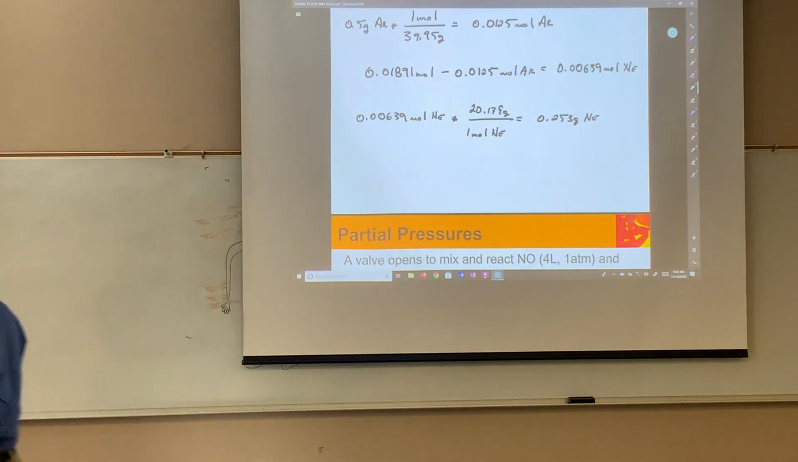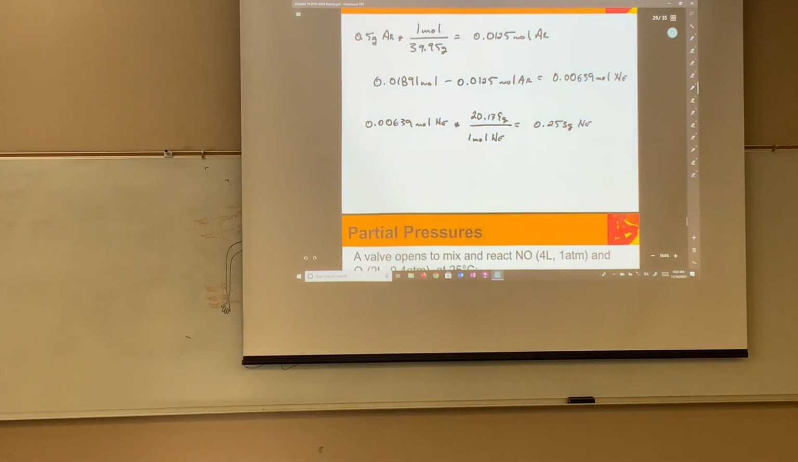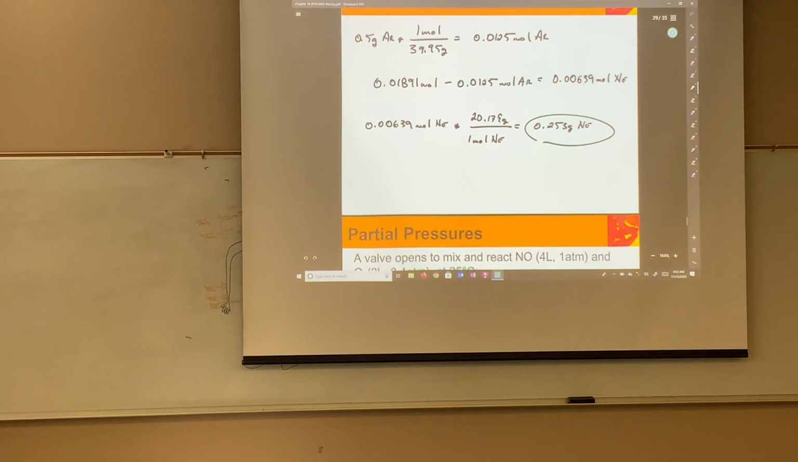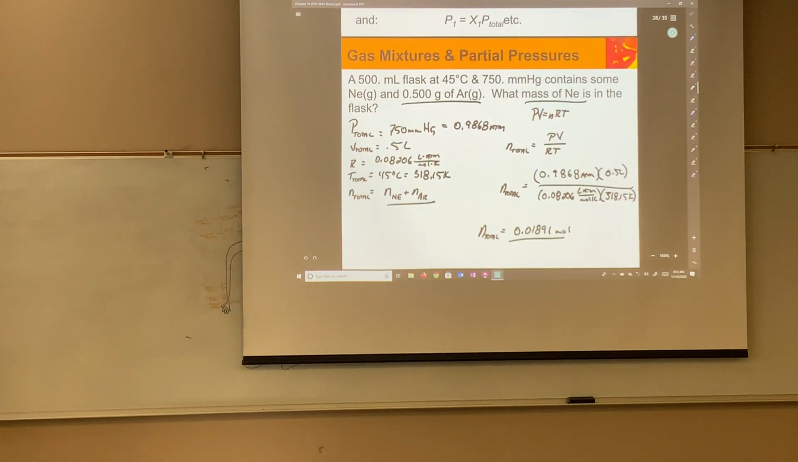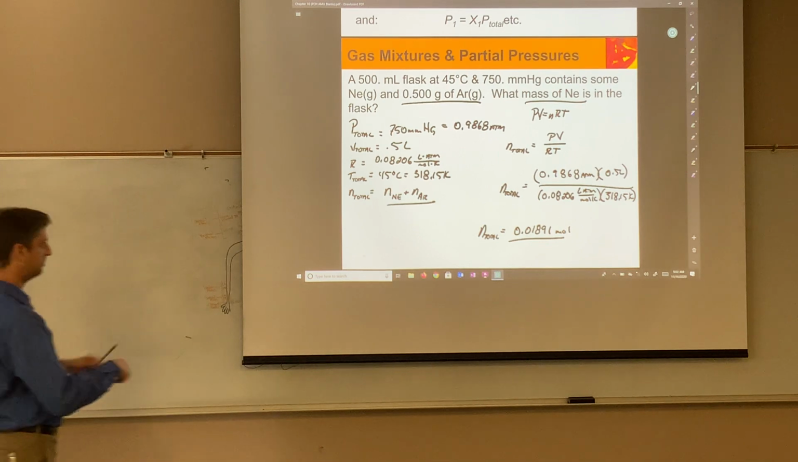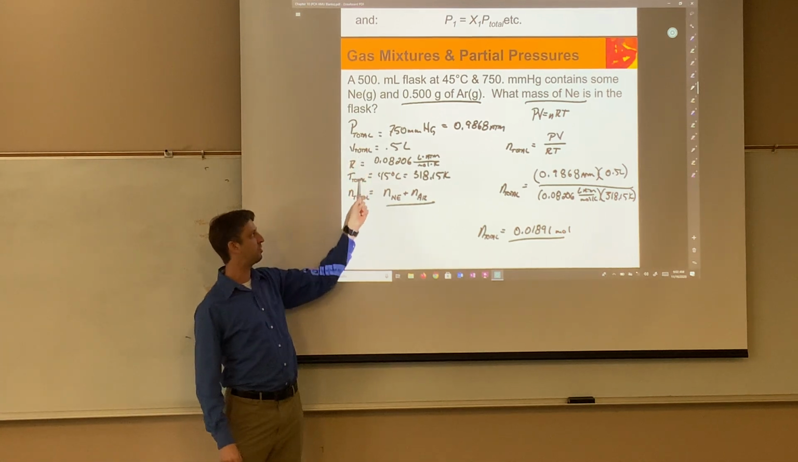Why did you just do all that, though? Good question. Remember, I have my answer in mass of neon, and my question was asking what mass of neon is in the flask. The information I'm given is based off of the total of the mixture of the two gases that are in there, the sum of the individual parts. That's what I mean by the total here.